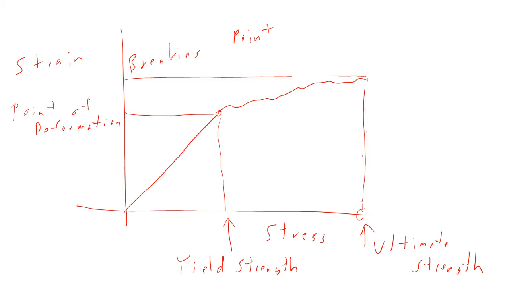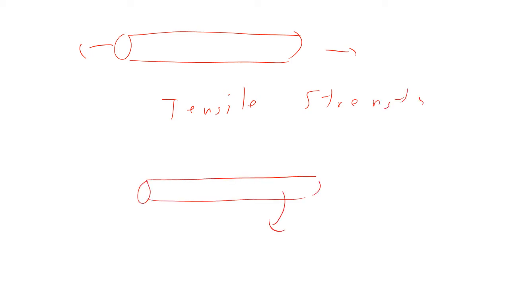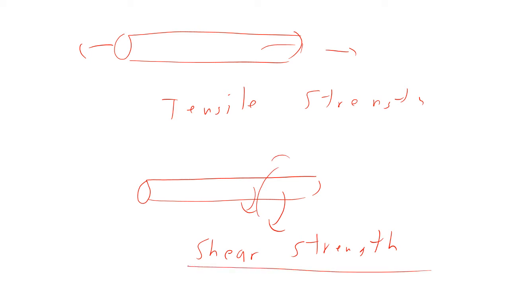Now, I should also point out that for many objects, the ultimate strength in stretching we call the tensile strength, but the ultimate strength in bending is the shear strength. Okay. So that means some things are easier to break bending than they are stretching, or vice versa. You twist something, again, that's shear strength.